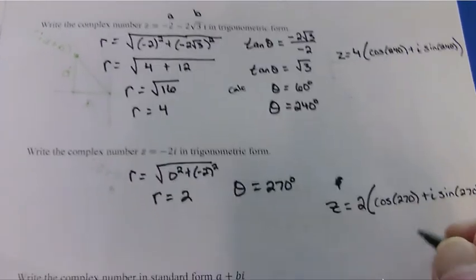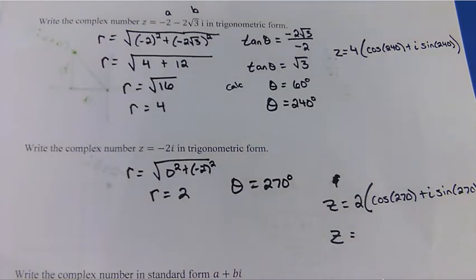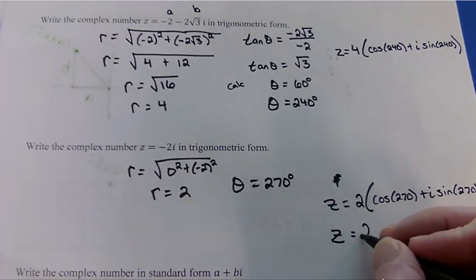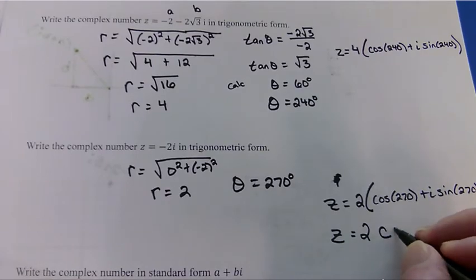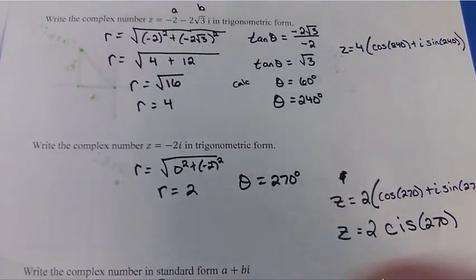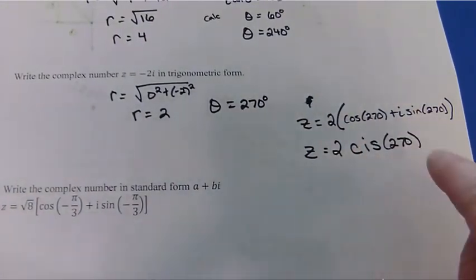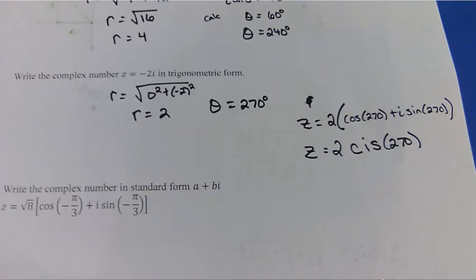Now, in some textbooks, you'll actually see it written a different way because people got tired of writing all of that. They'd write 2 cis. Let's see if we can tell where the cis comes from. Cosine, i, sine. If you look at different textbooks, you'll see it that way as well.